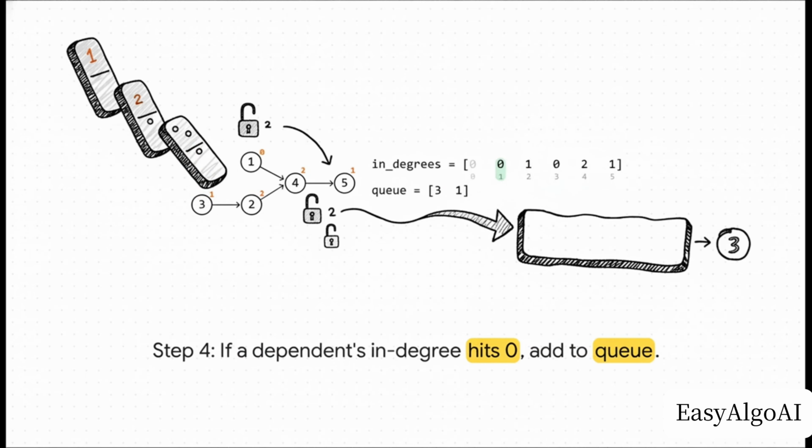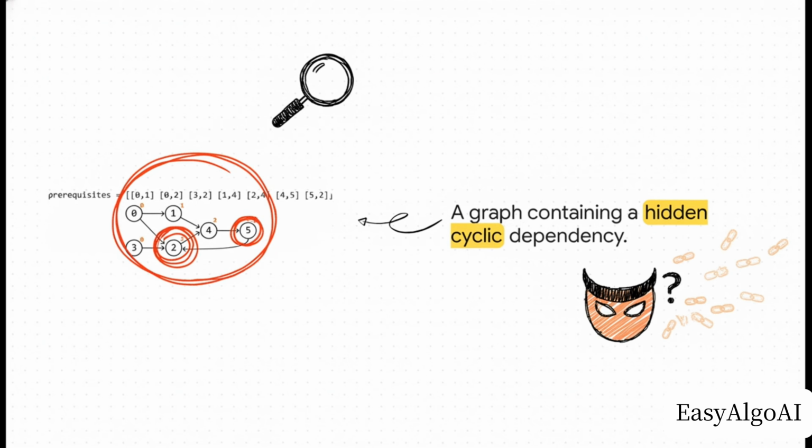And then step 4. This is where the domino effect really kicks in. Because course 1's lock count just dropped to 0, it's completely unlocked. So what do we do? It jumps straight into our queue. We just rinse and repeat this process. Pop an unlocked course, decrement the locks on its neighbors, and the second a neighbor hits 0, throw it right into the queue. But hang on.